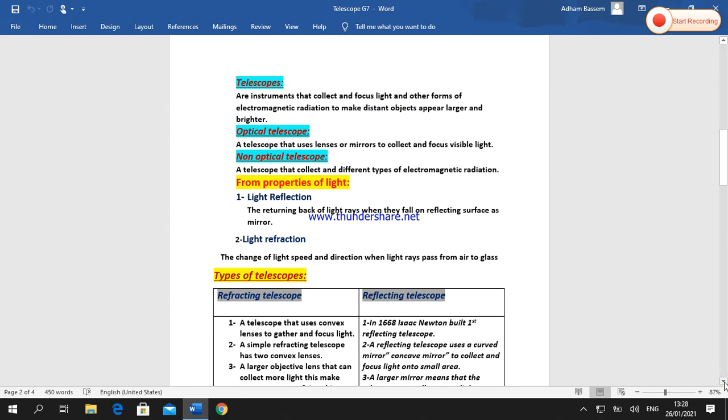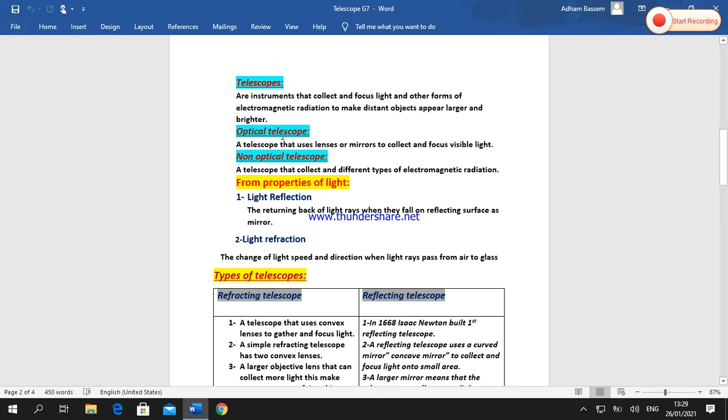What is meant by telescopes? Telescopes are instruments or devices that collect and focus light and other forms of electromagnetic radiation. Why? To make distant and faraway objects appear larger and brighter. We classify telescopes into 2 types. We have optical telescope and non-optical telescope. What are the differences between them?